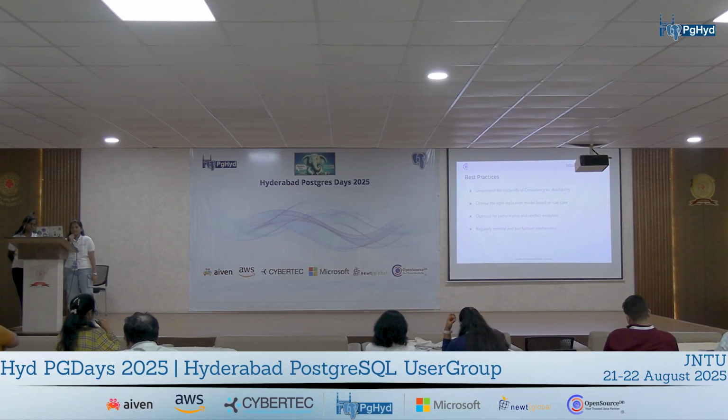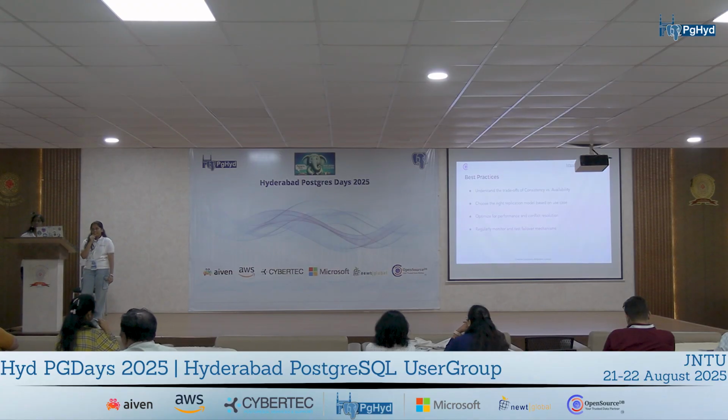These are the best practices of multi-master systems. I'm going to discuss understanding the trade-offs of consistency versus availability. We need to understand the trade-offs of both. In a perfect world, you want your system to be always consistent and always available. But in distributed systems, you have to choose only one, as I said before.